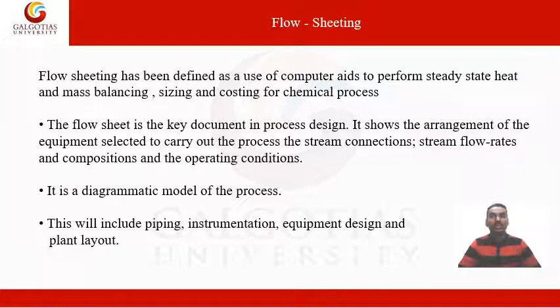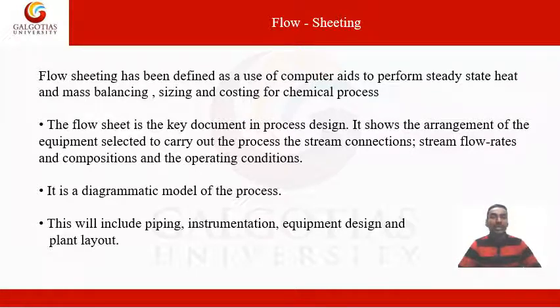Further with this, I'm going to the next slide on flow sheeting. Flow sheeting is the use of computer aids to perform steady state heat and mass balancing, sizing and costing for chemical processes. So it is one of the software that is particularly used to understand the heat and mass balancing, the sizing and the costing of each and every chemical process in chemical applications.